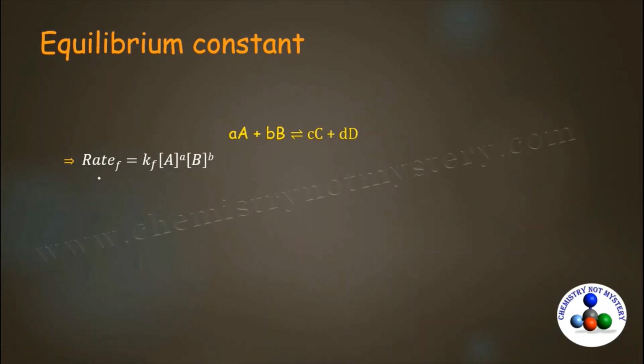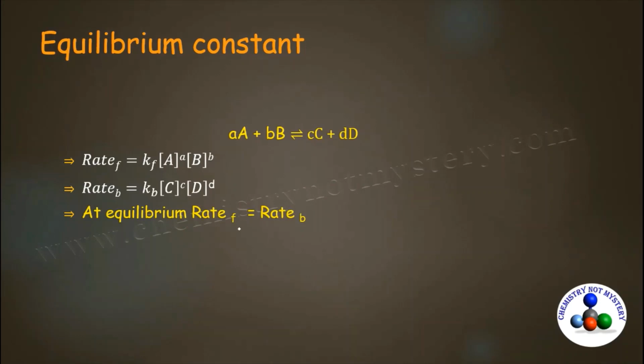So here we have got rate for forward reaction and here is the rate of backward reaction. At equilibrium, rate of forward reaction becomes equal to rate of backward reaction. So we can equate both the equations. So here you will get rate constant for forward reaction multiplied by [A] raised to a, [B] raised to b is equal to rate constant for backward reaction multiplied by [C] raised to c and [D] raised to d.